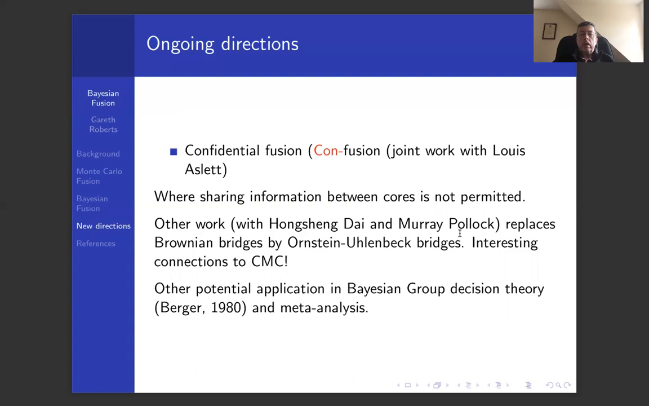And other things we have been doing: we've been using different H functions, such as Ornstein-Uhlenbeck process-inspired processes rather than Brownian motion ones, and there are very close connections between these kinds of methods and approximations like the consensus Monte Carlo algorithm. And there are other interesting connections to Bayesian group decision theory, which I won't go into, and meta-analysis, which I won't go into in detail here.